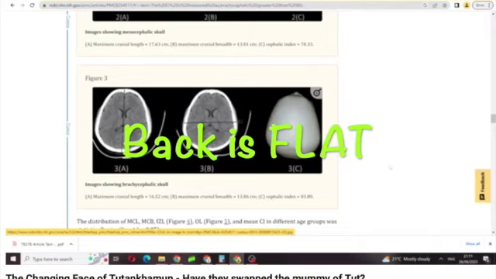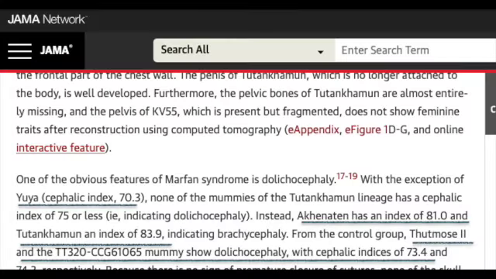Now, where does this get interesting? Well, look at Hawass. He mentions Yuya as dolichocephalic. He mentions Tutmos II as dolichocephalic. And he also mentions the other individual as Tutmos I, which they no longer say he is, as also dolichocephalic. But I guess he didn't want Akhenaten and Tutankhamen to be dolichocephalic. I don't know why. It doesn't make any sense. Everyone else is dolichocephalic. But let's look at Tutankhamen.